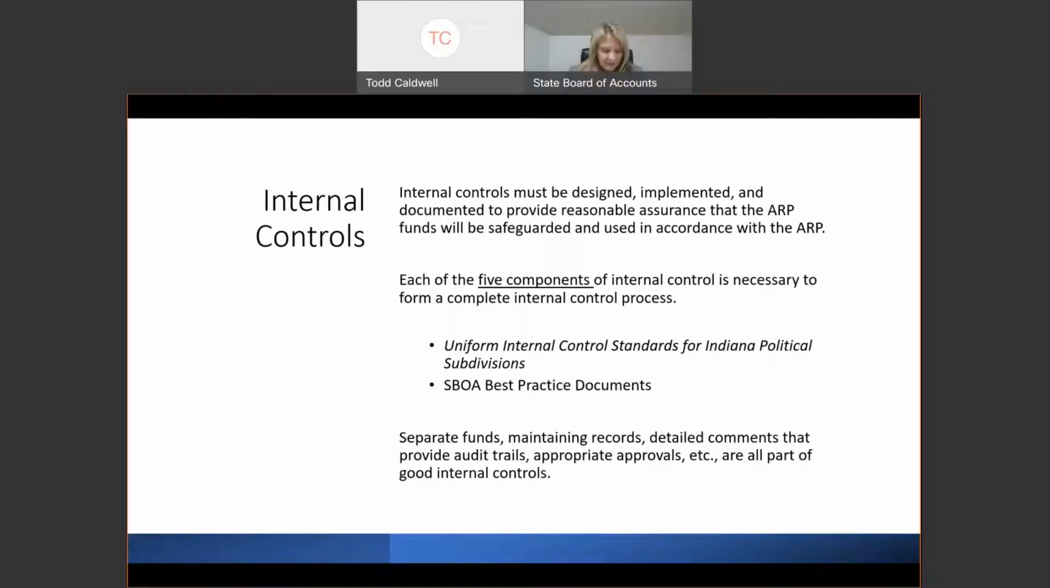Now, if you'll remember, and I'm not going to go through them in detail, but those 5 components are control environment, risk assessment, control activities, information and communication, and monitoring. So each one of those should be addressed in your internal control system. Having separate funds, maintaining records, and detailed comments that provide audit trails, appropriate approvals, and so forth are all part of a good internal control system.